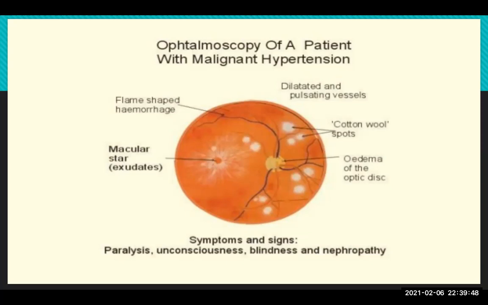And you may find a crossing of the arterioles with the veins, with nipping and nicking and banking, with proximal narrowing and distal dilatation. All these signs will be correlated clinically with the symptoms and signs, with the paralysis, with the unconsciousness, with the blindness and nephropathy. So you will diagnose it as a hypertensive retinopathy.